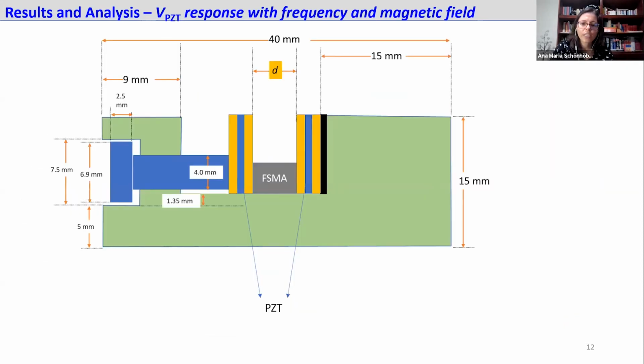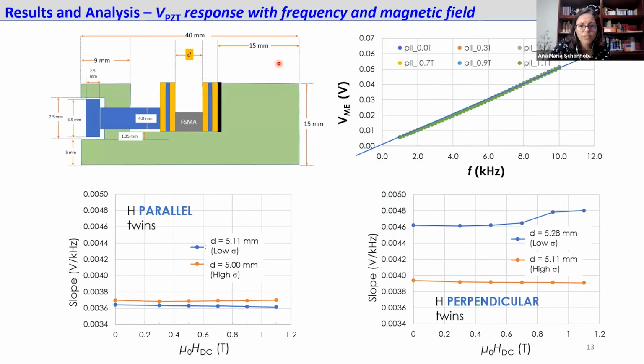So this is a 2D sketch of the composite mounted in the sample holder. Here we have the two piezoelectrics and the ferromagnetic shape memory alloy. During the process, the ferromagnetic shape memory alloy is under compression stress, which can be changed with the screw, at the same time modifying this distance. At the bottom, the plots show the slope of linear fits for different magnetic fields.